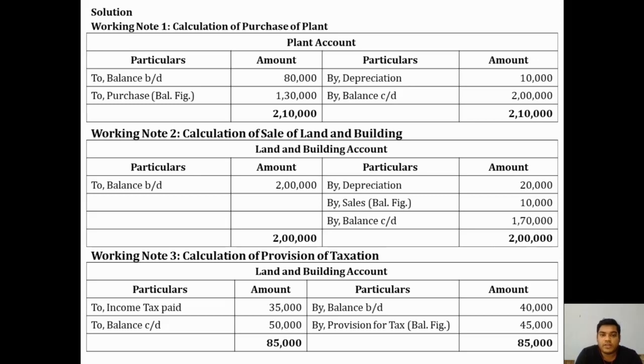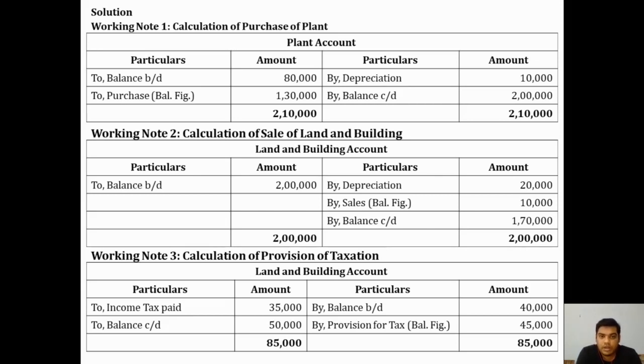In the second working note we are mentioning calculation of sale of land and building, because in this working note we will be able to find out that land and building has been sold. Let us decode it. The format is again same: to balance brought down and by balance carried down, and the depreciation is provided. The same thing we are adding over here on the credit side by depreciation 20,000. And when we try to balance it out, we see that there is an inflow of the land and building. That is, we are selling the land and building for worth rupees 10,000.